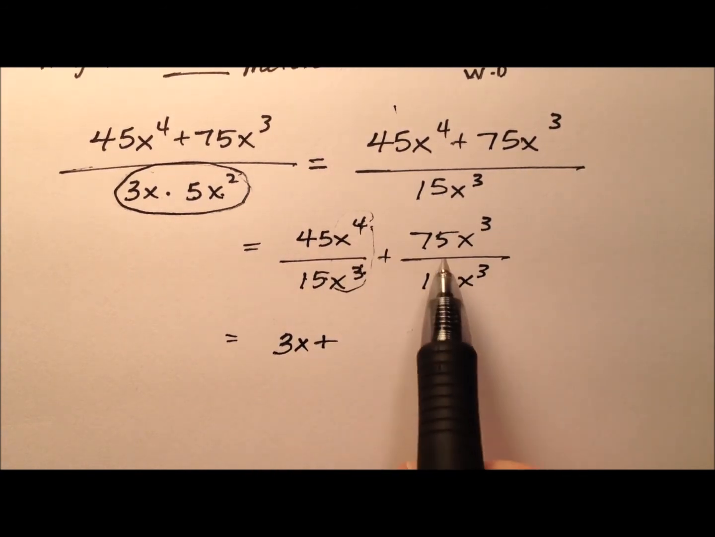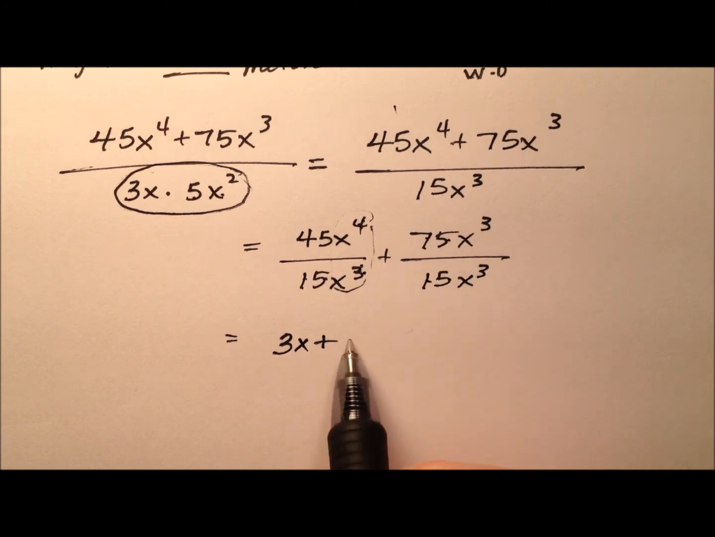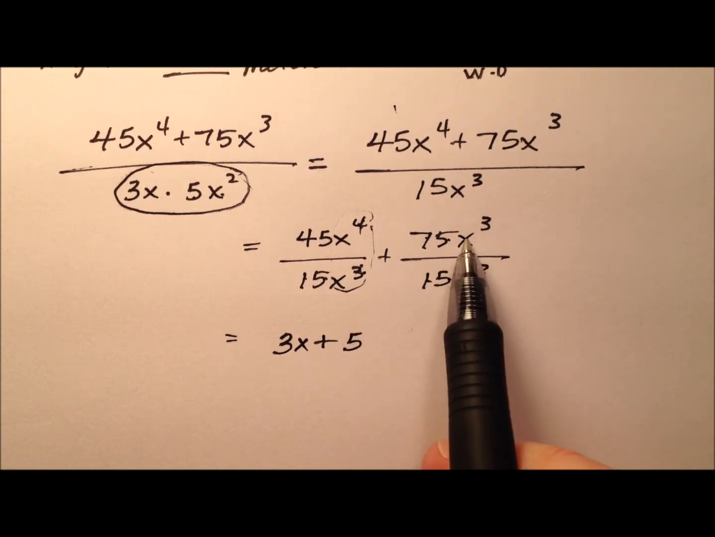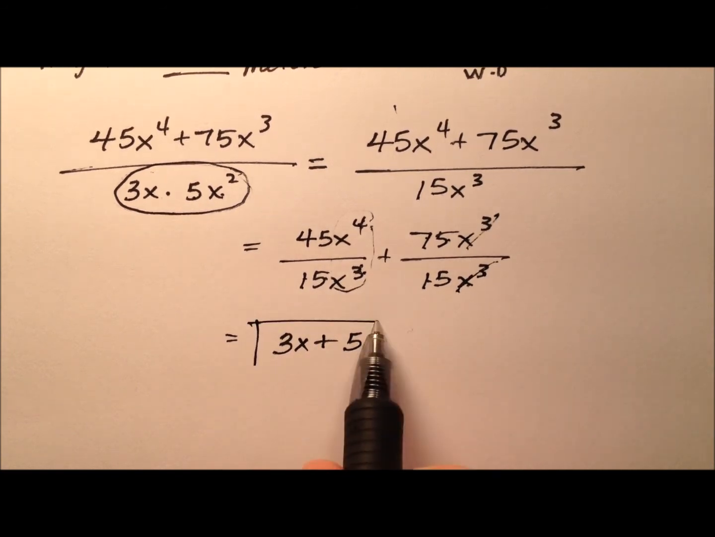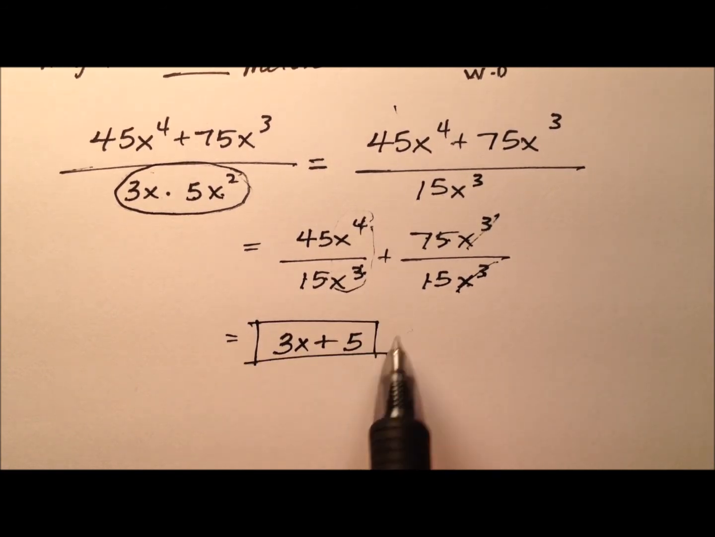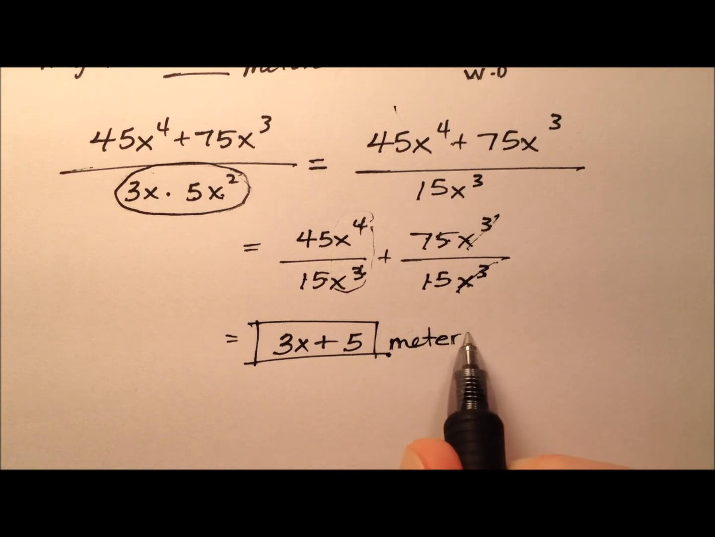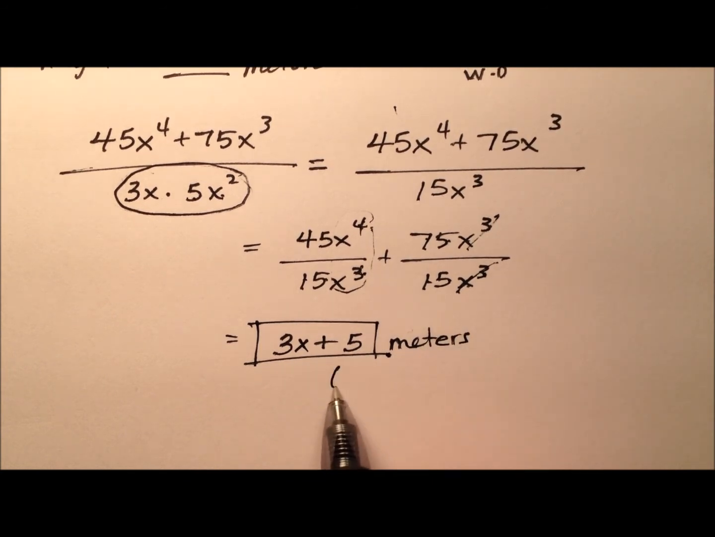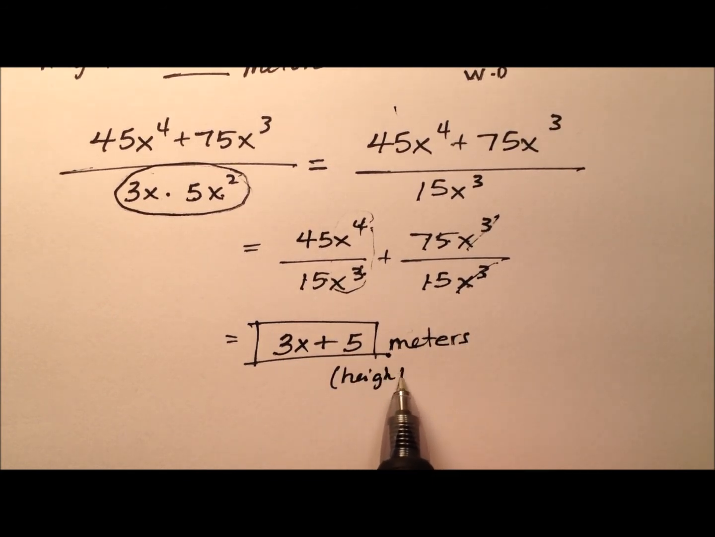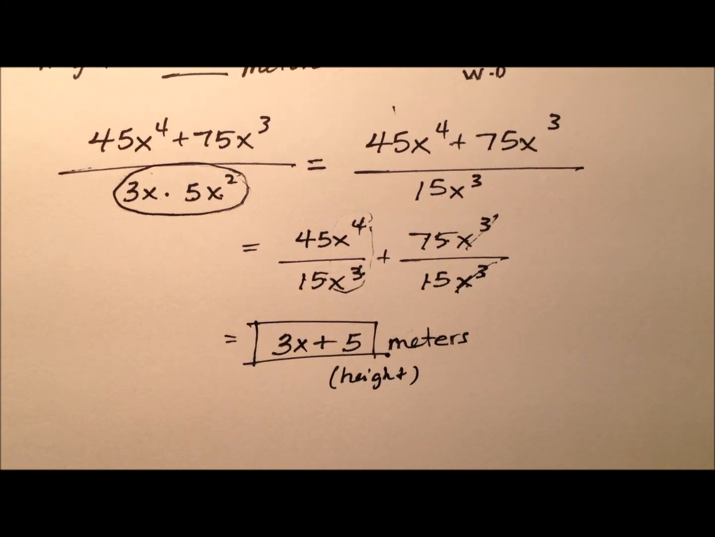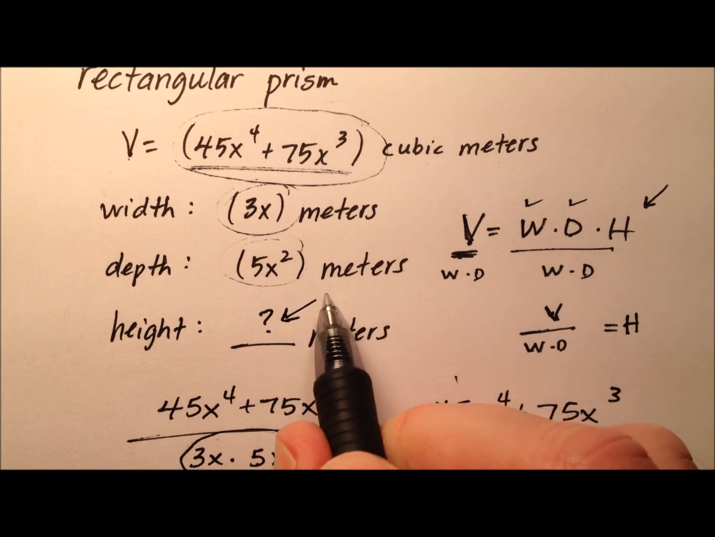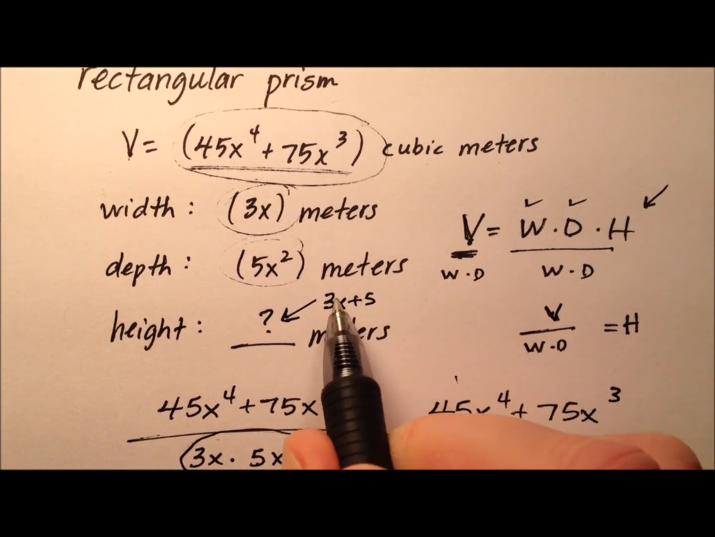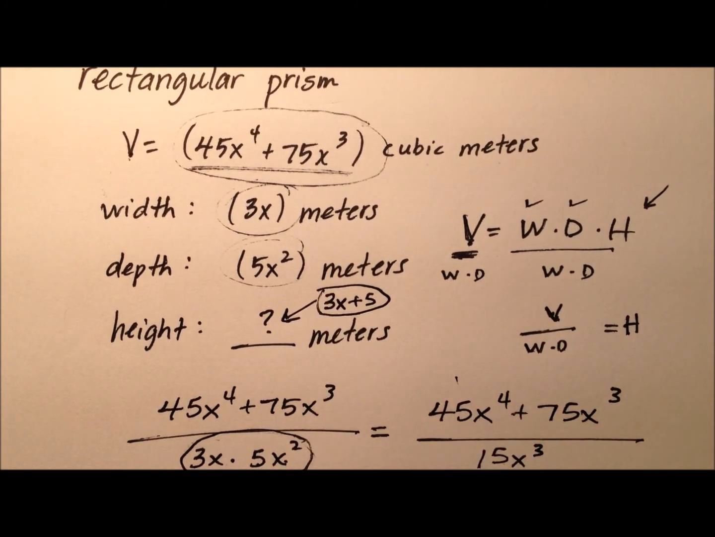And plus, 75 divided by 15 is 5. And then x cubed divided by x cubed, well, those just cancel. So we actually have 3x plus 5 for the height, and those units will be meters. And we'll say that's going to be the height for our rectangular prism. So up here, we'll just say that guy is 3x plus 5. And now we know it.